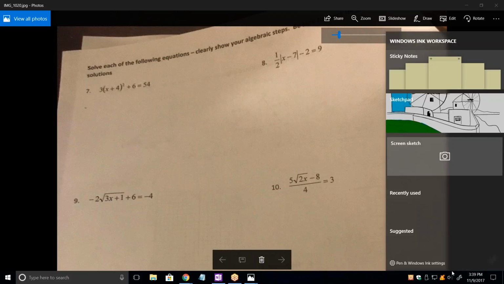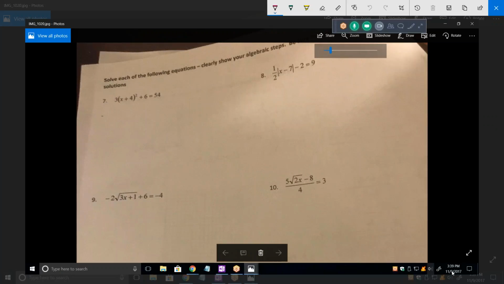Okay. First step. Should you minus the 6? Okay. Next step. Should you divide by 3? Next step. Square root it. Okay. So the next line, the square root of the left side is that. It's the square root of the right side. Equals 4.